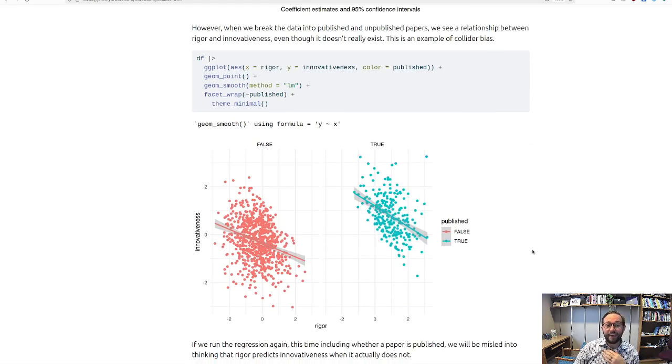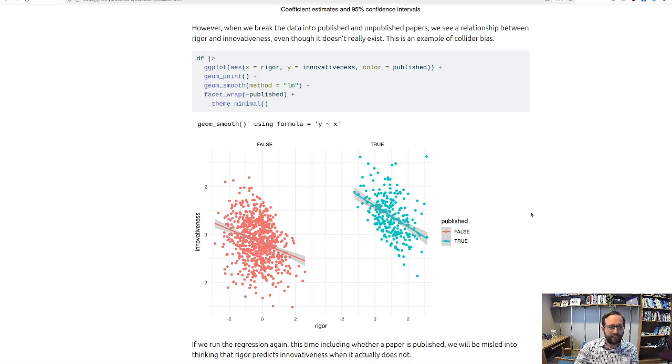The reason is, if we think of the causal diagram that we have, I should have drawn this out, we have rigor on one side and an arrow pointing to innovativeness. Well, really, publication is pointed to by both of them, right? Both rigor and innovativeness influence whether this thing is published. That's the definition of a collider bias: something that is influenced by both the independent and dependent variables. And so when we control for it, when we stratify by that, we will be misled.